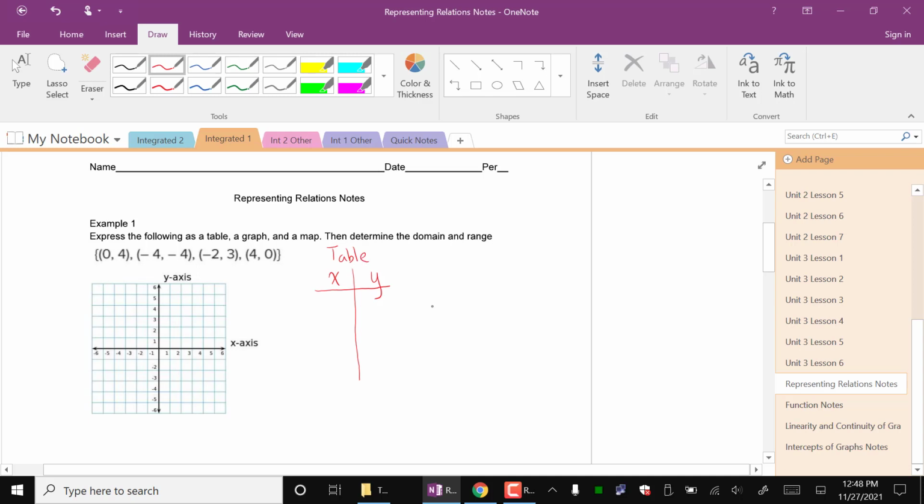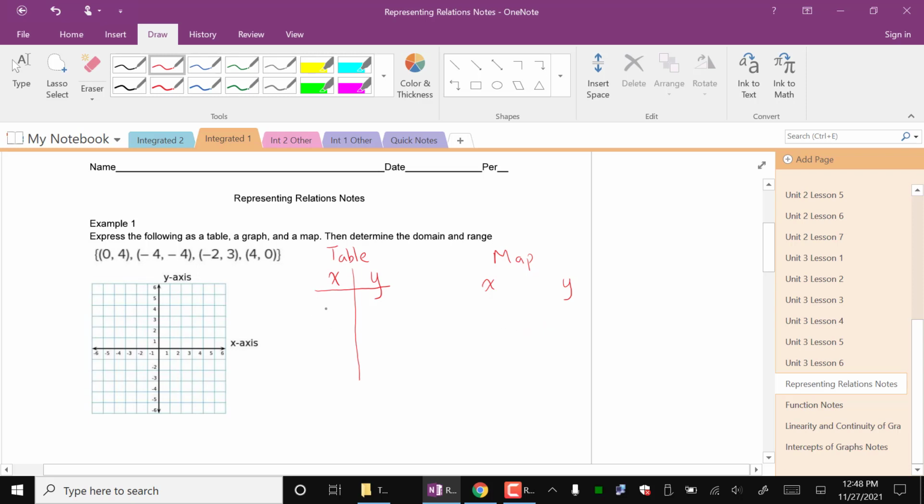Then for our map, we have our x values. We're going to list off all of our x values. Then we're going to list off all of our y values, making sure not to repeat any. And then we're going to draw arrows going from our x values to our y values. So let's start off with making our table.